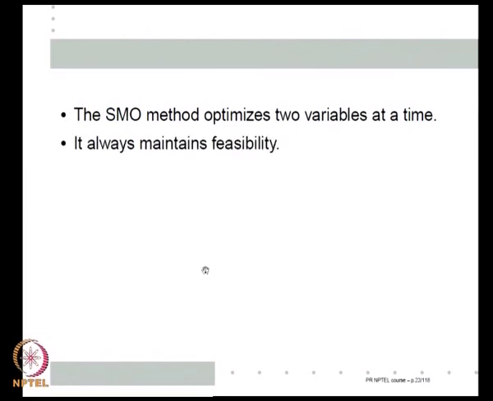It always maintains feasibility, that is, at any given time the algorithm is at a feasible point, and then it chooses some 2 variables to optimize and comes to a new set of values for those 2 variables in such a way that I am still in the feasible region. Okay. It always maintains feasibility.